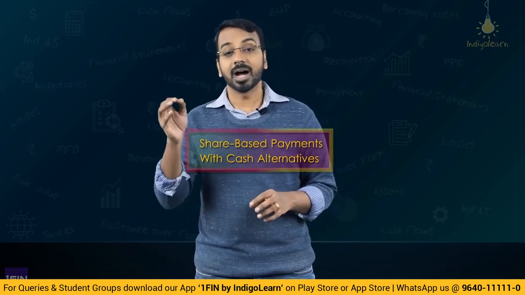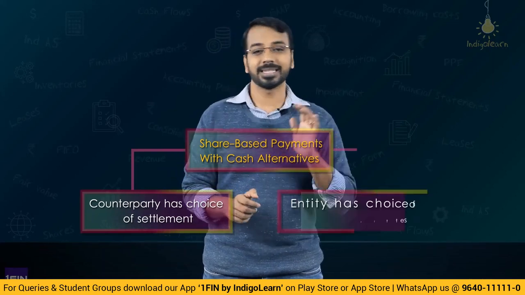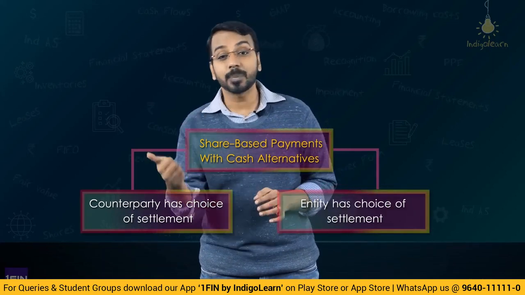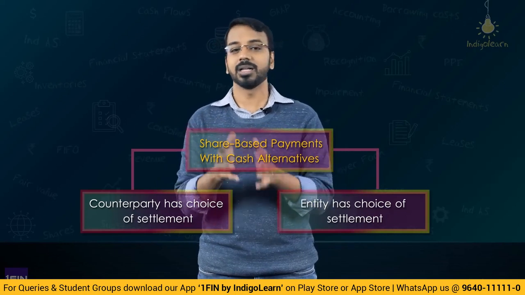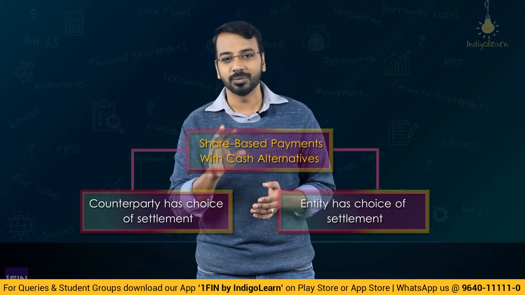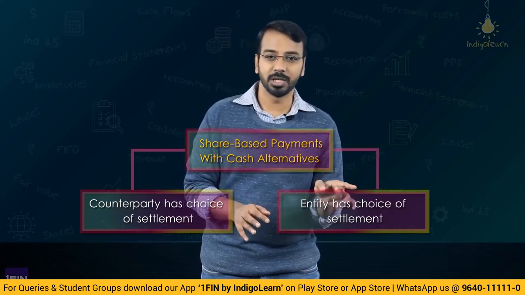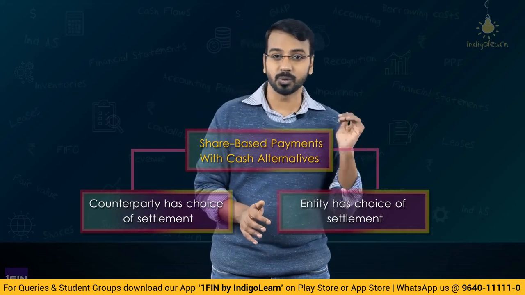To understand the accounting for these transactions, we will divide the discussion into two categories. One, where the other party has an option. Second, where the entity has an option. The first case is where the other parties have an option. So, the other parties will decide whether they want to take cash or whether they want to take equity. In the second case, the entity decides whether it wants to issue equity or transfer resources, right?